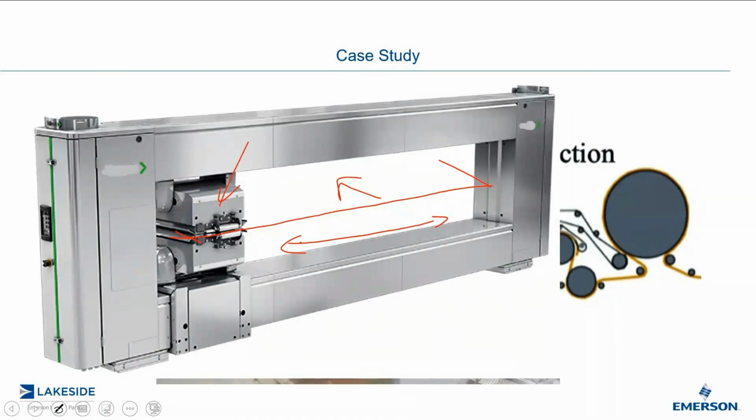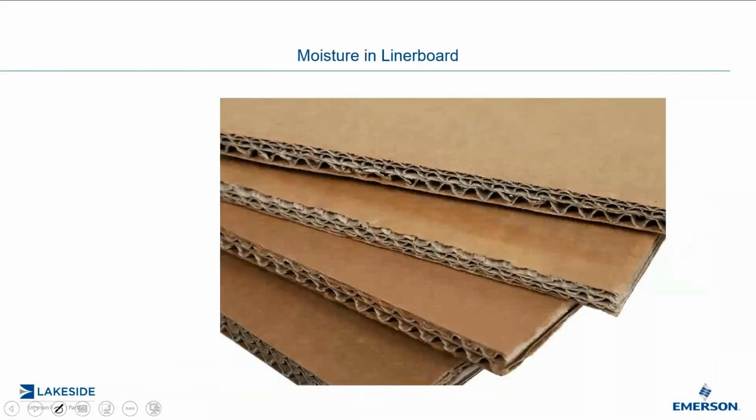One is called a beta gauge. It's a nuclear gauge, typically using Krypton 85, and that measures the basis weight. Basis weight is the weight of the paper, the fiber, and the moisture remaining. Typically when the paper is manufactured, at the end it's going to be around 5, 6, 7% moisture. There can also be another gauge that will actually measure the moisture itself. Moisture is very, very important when you make linerboard.